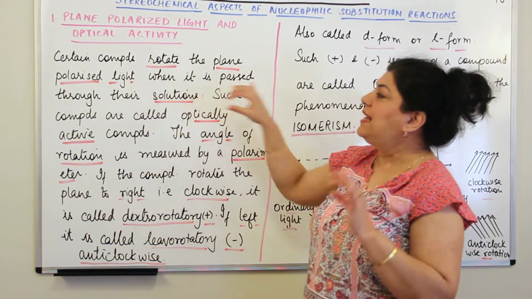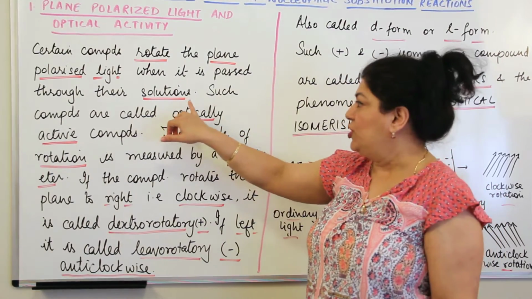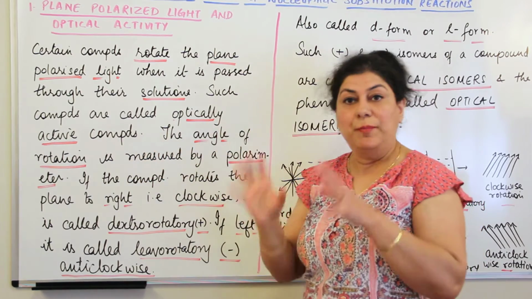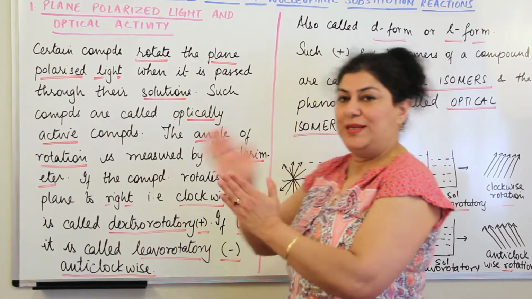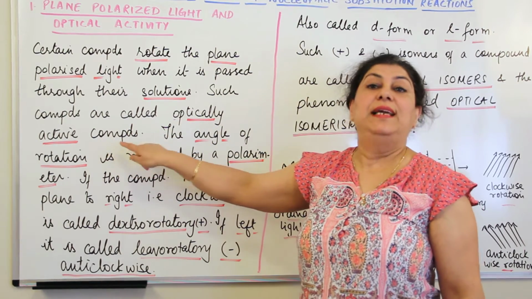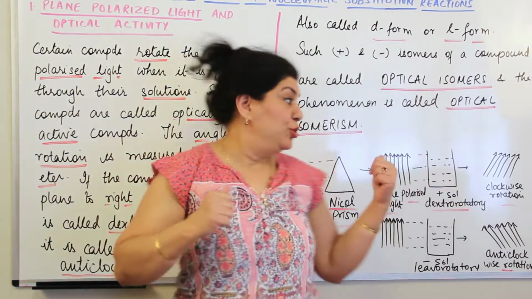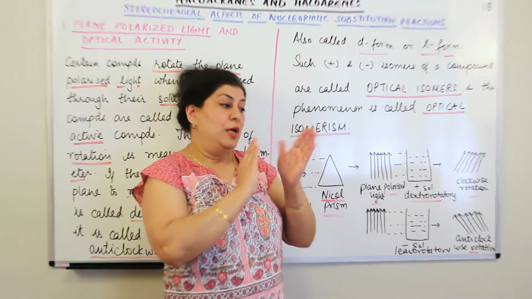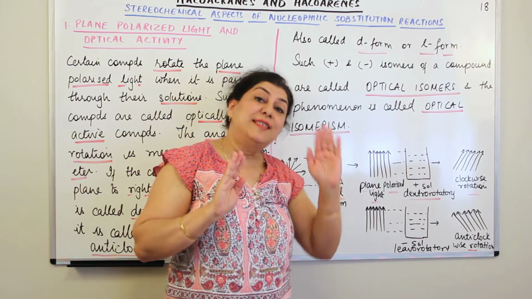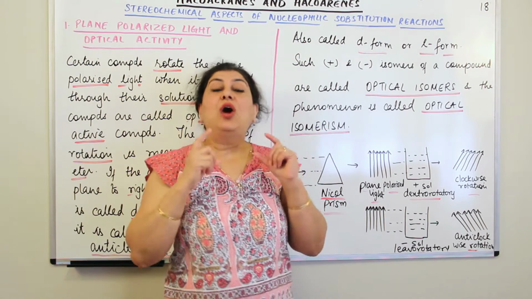Certain compounds rotate the plane of polarized light when it is passed through their solutions. Such compounds are called optically active compounds. So the compounds which have the capability of twisting or rotating the plane of polarized light are called optically active compounds. As I told you, the two isomers of a compound may show rotation along the same angle in opposite directions. That angle of rotation, how is it measured?